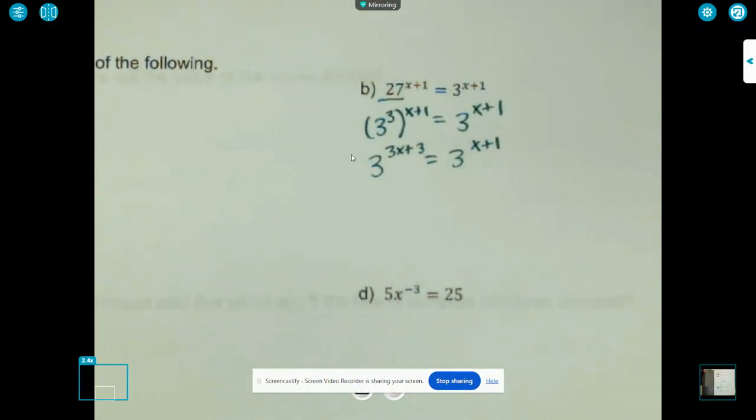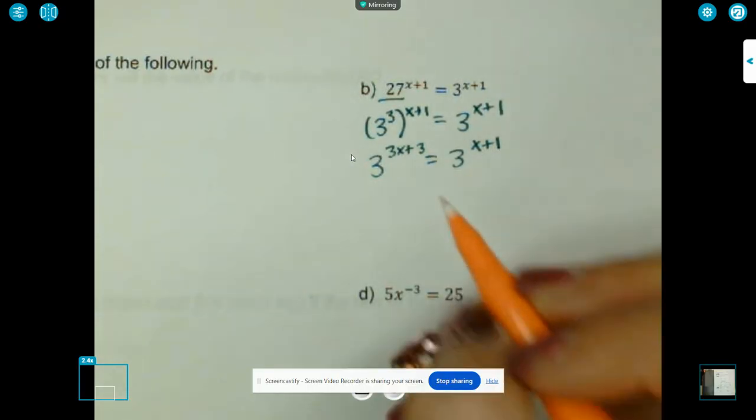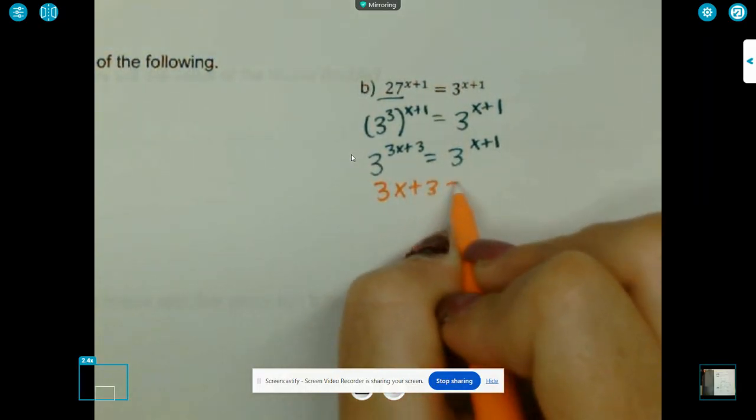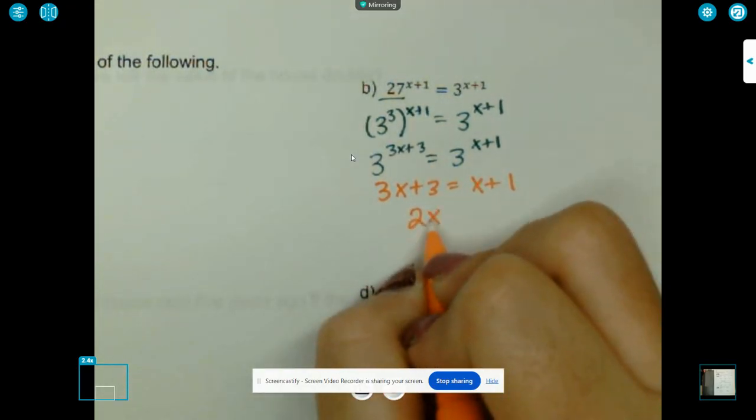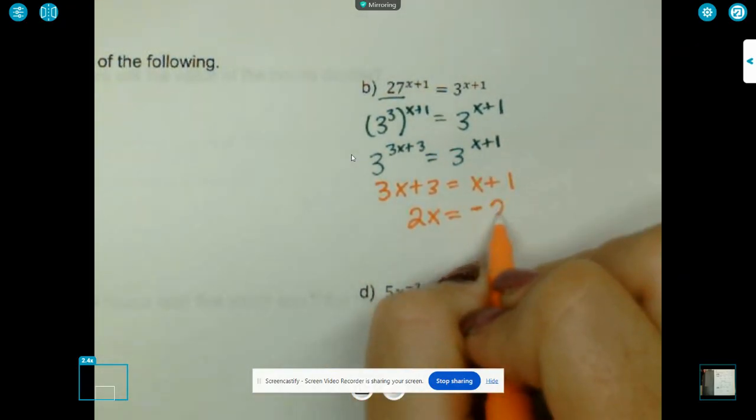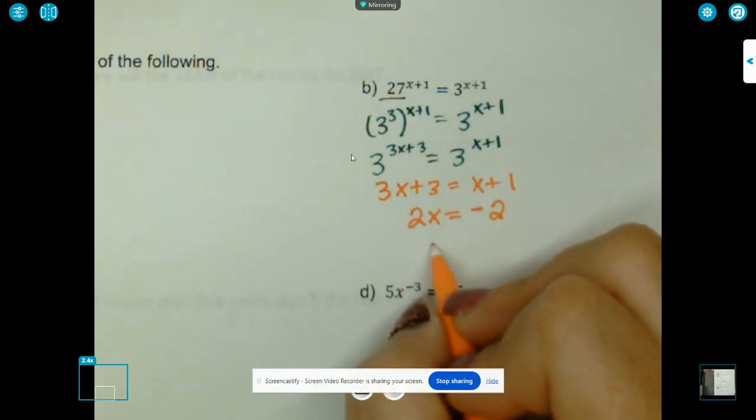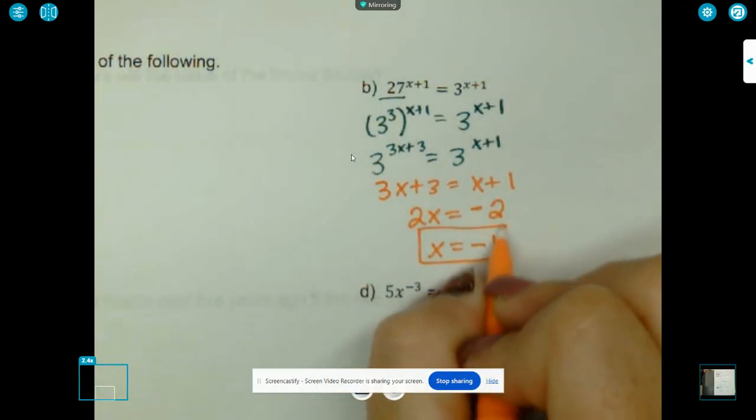So what can I do with my exponents? Set them equal to each other. And this is variables on both sides of the equation. Move my x over. What is 3x minus x? 2x. Move my 3 over, so 1 minus 3 is negative 2. So what does x equal? Negative 1.